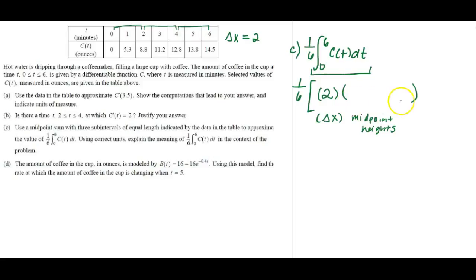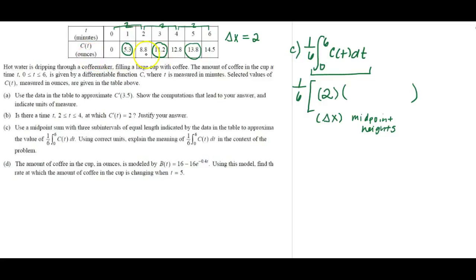So the number of things I'm adding up is the number of rectangles, which I was told is 3, right? I'm using 3 subintervals. So my base is 2, 2, and 2 every time. But to decide the height, I need the midpoint between 0 and 2. So halfway between 0 and 2 is 1, which has height 5.3. Halfway between the next one, 2 and 4, is 3, which has height 11.2. And halfway between 4 and 6 is 5, which has height 13.8.